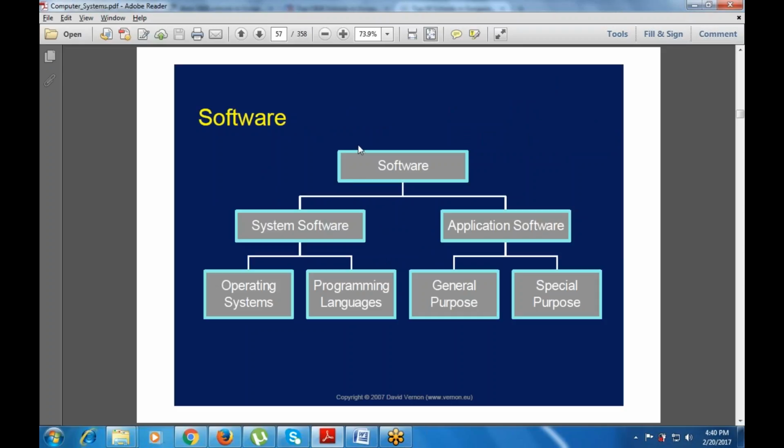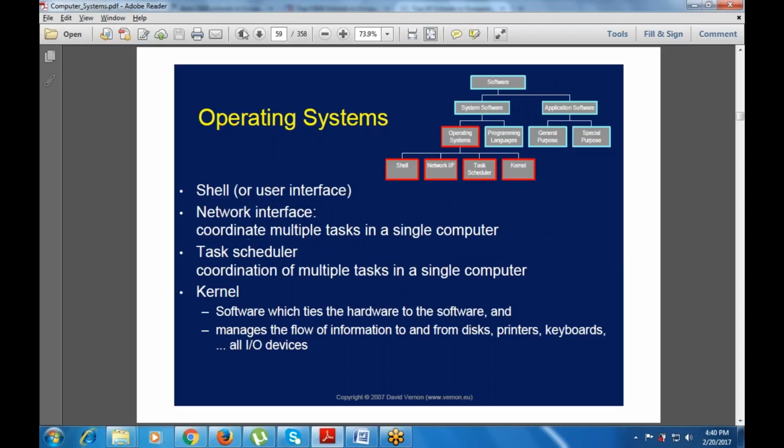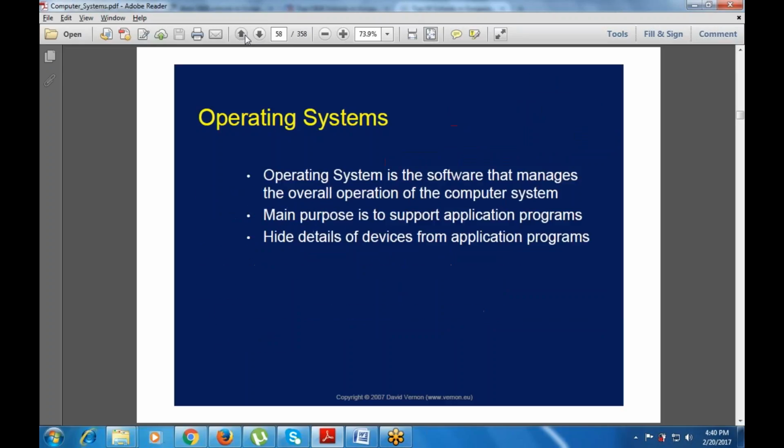Now we have finished, we have covered the operating system. Next part is the programming language, I think. No, it's the theory of the operating system only.